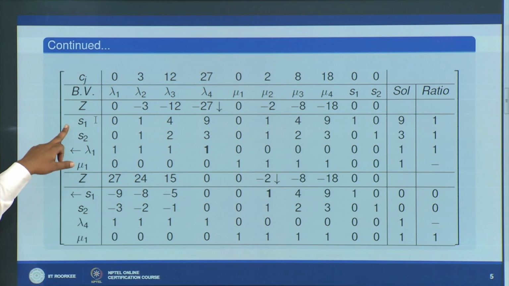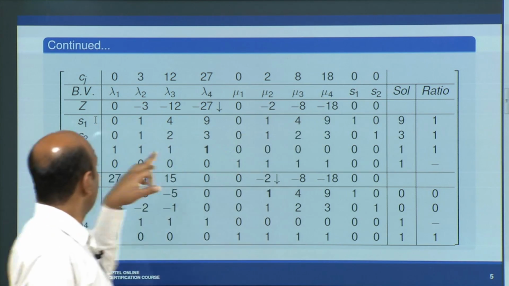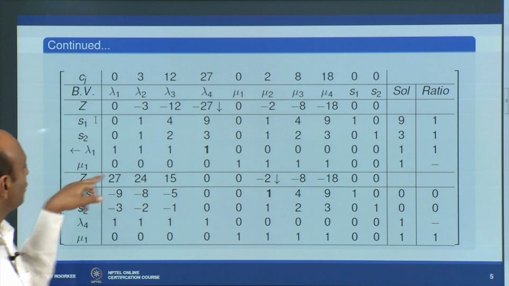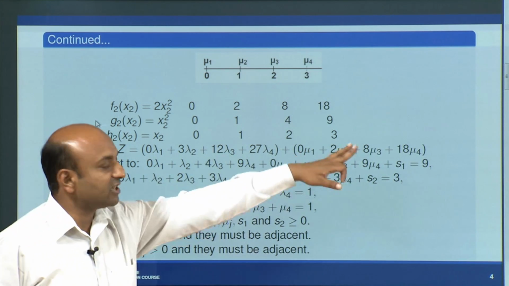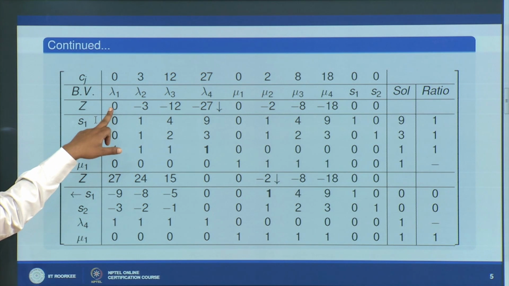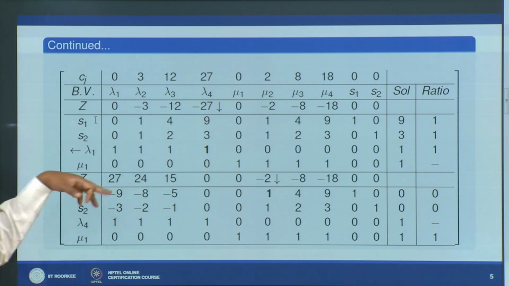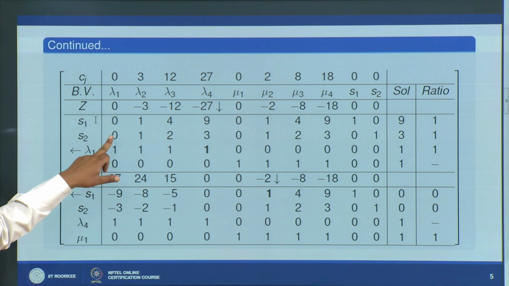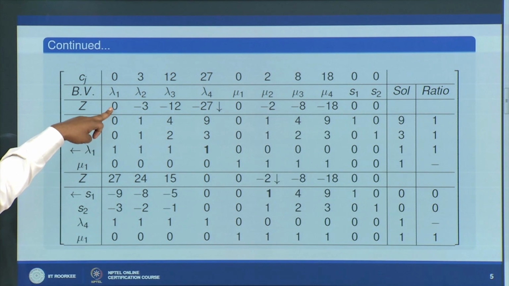Now, the cost of S1 in the objective function is 0, S2 is 0, lambda 1 is 0 and mu 1 is 0. In the objective function lambda 1 is 0, mu 1 is 0 and S1, S2 are not there. So, the cost is 0. So, how to find the negative of relative profits? As I already told you, this is 0 into 0 plus 0 into 0 plus 0 into 1 plus 0 into 0 minus 0, which is 0. Okay.